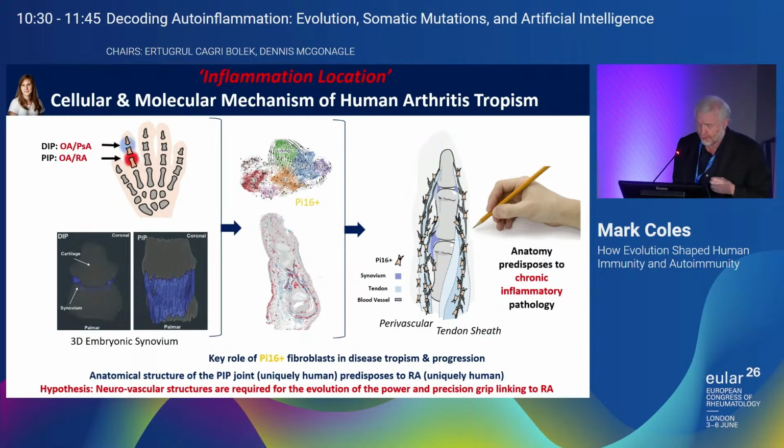When we have done some primate studies on the fingers, we haven't seen this difference, although that's been very early stages. So we have this hypothesis that neurovascular structures are required for the evolution of power and precision grip, but there's an evolutionary trade-off which our ancestors probably didn't spend a lot of time worrying about, which is rheumatoid arthritis.